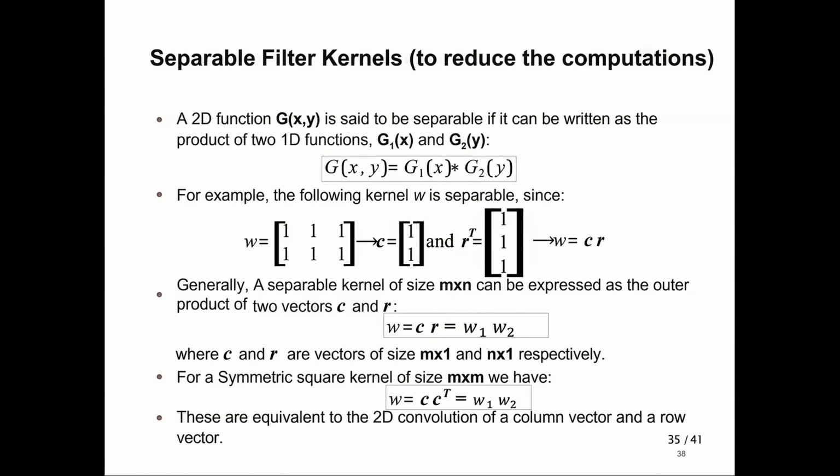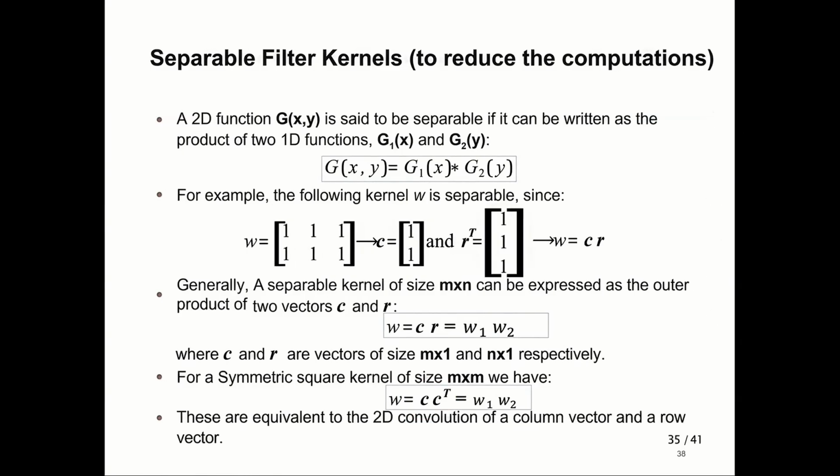This is not possible for just any matrix. As I said earlier, not all filters can be divided like this. There are some properties, and if the filter has these properties, then I can divide it into a row and a column. In general, I can say that W, our 2D filter, can be divided into W1 and W2. W1 is a column vector and W2 is a row vector.